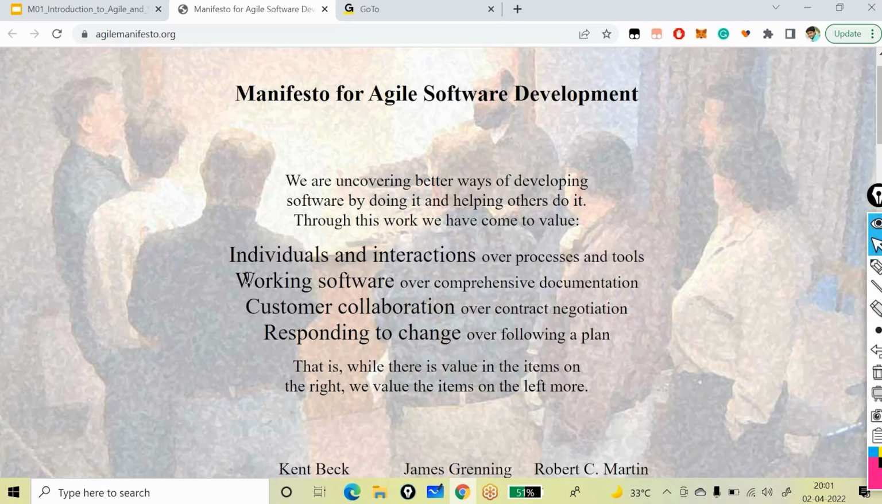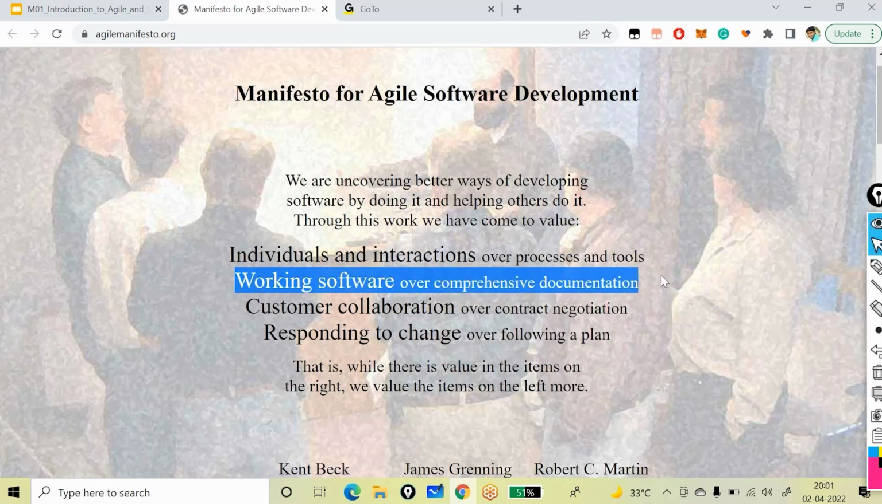The second one it is trying to say is to focus more on working software rather than comprehensive documentation. Don't focus on a lot of documentation. Focus more on the working software. That means focus more on the application rather than spending a lot of time on comprehensive documentation. So the second value says very clearly, your focus should always be on working software rather than on comprehensive documentation.